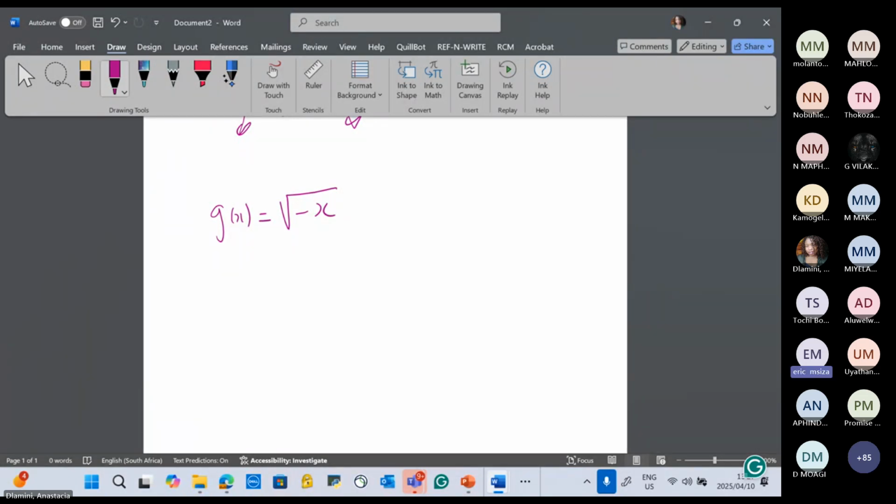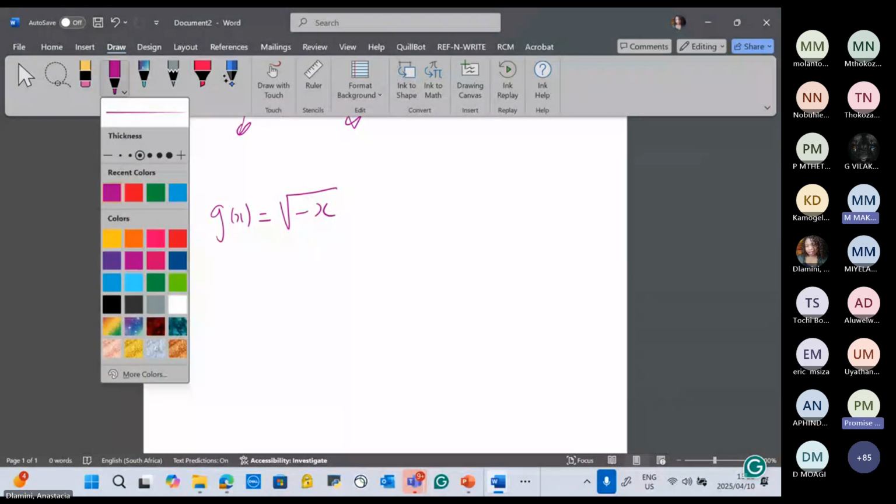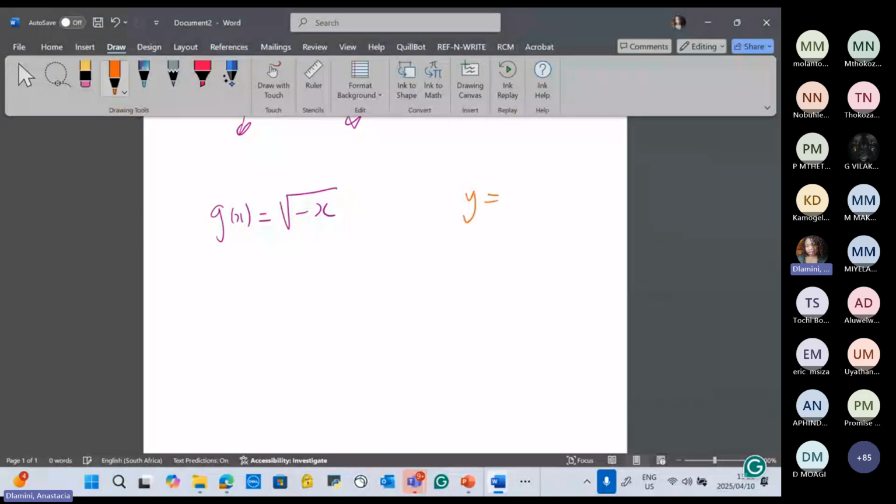Y is equal to x. Y is equal to negative x. No, that will reflect the y-axis. Y is equal to ax plus c. No, that's not the parent function. Y is equal to square root of x. Thank you. So the parent function is y equals the square root of x. You remember the y equals square root of x graph, isn't it?